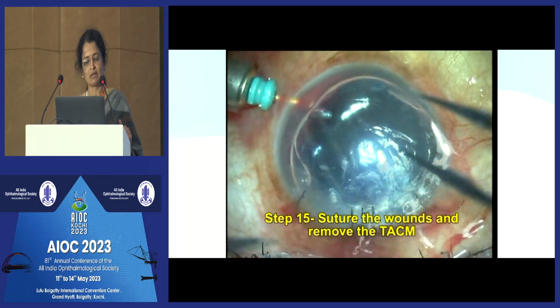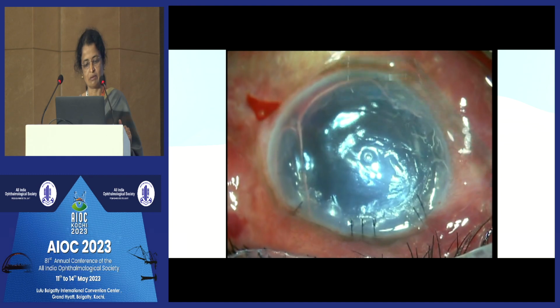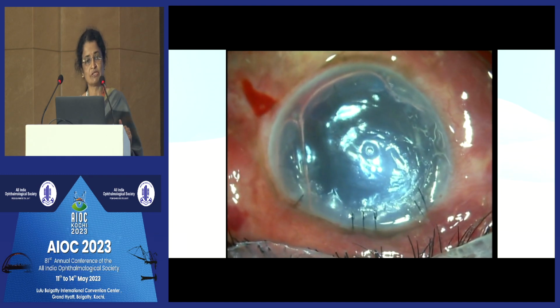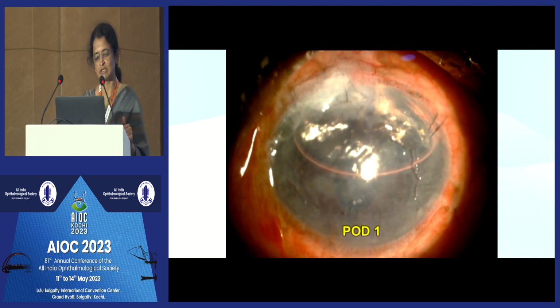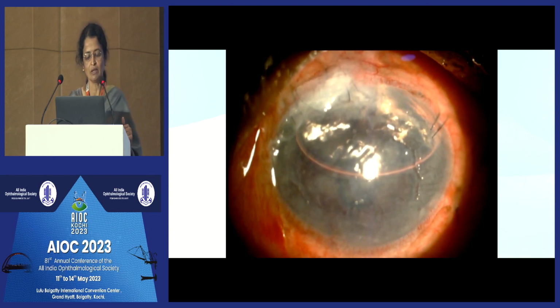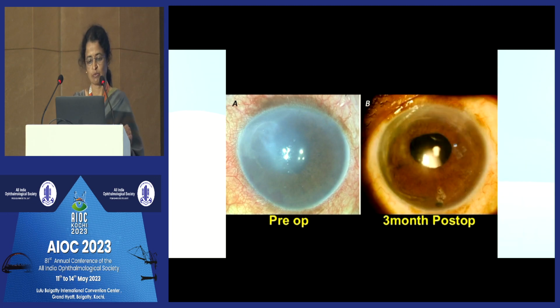So once the graft is very well attached and you have your anterior chamber full, then you can suture all your wounds, which is very important. And this is the postoperative day 1 picture of the same patient, and this is 1 month post-op. You can compare the pre and post pictures, and the 3 months post-op picture.